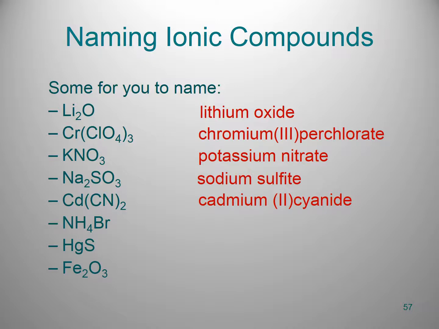NH4Br: this one's one of the few polyatomics that has a positive charge. So NH4 is the ammonium ion, and Br would be bromide. So ammonium bromide.